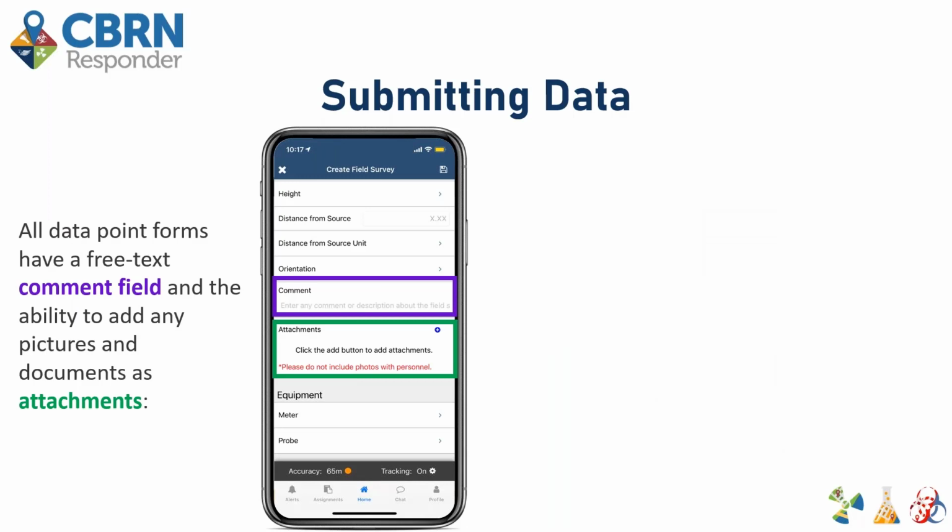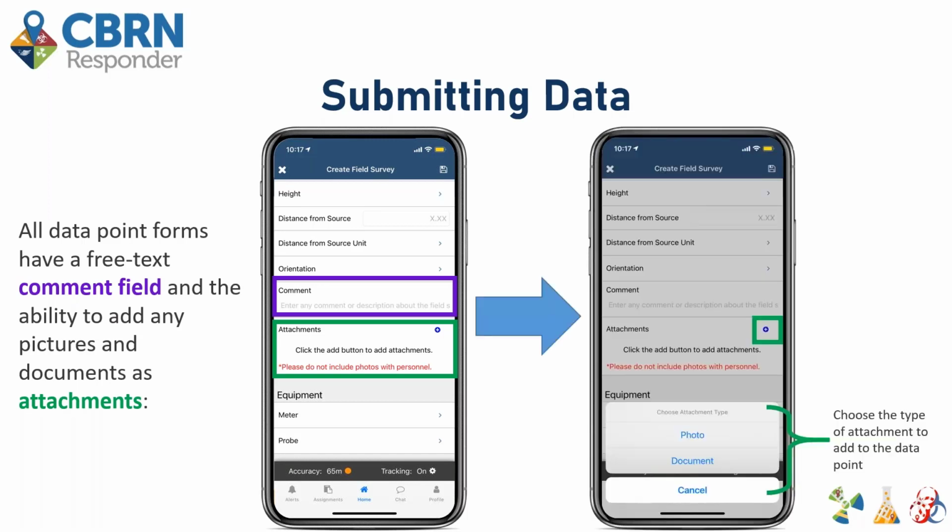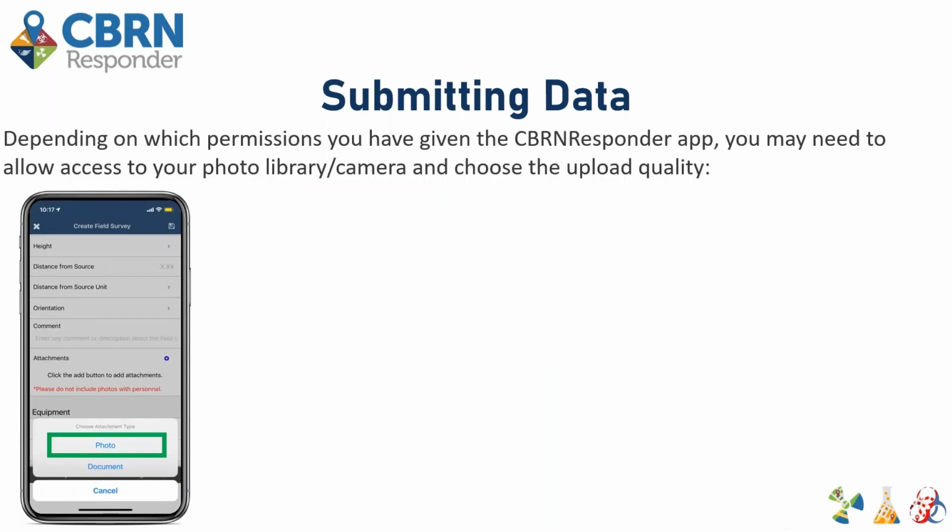All data point forms also have a free text comment field and the ability to add any pictures or documents as attachments. For attachments, you can choose, like I mentioned, photos or documents. And depending on which permissions you have given the CBRNResponder app, you may need to allow access to your photo library or camera and choose the upload quality before you actually are able to add an attachment.